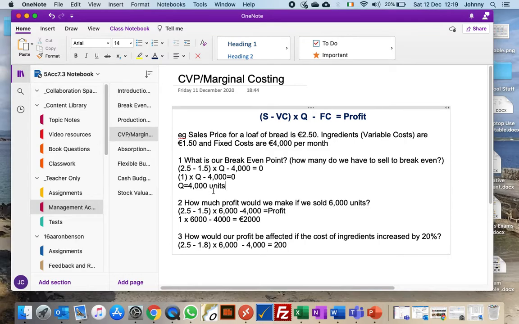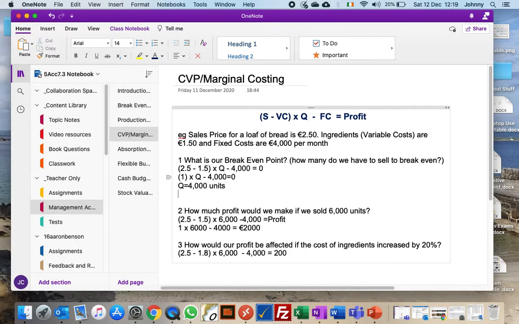So this is the break-even point in terms of units. So what is our sales revenue that we're going to get? How much money would we need to take into our tills minimum? That would be the amount, 4,000 units, multiplied by the sales price, which is 2.5.